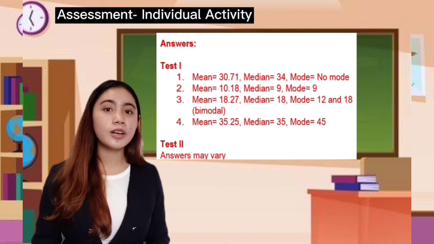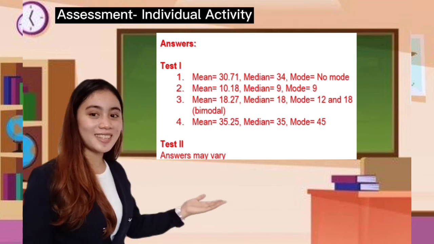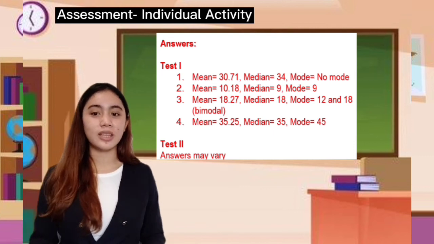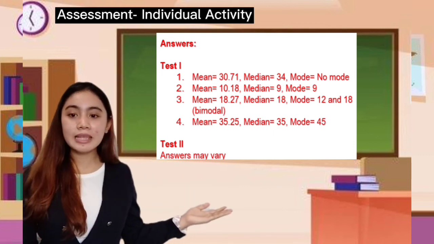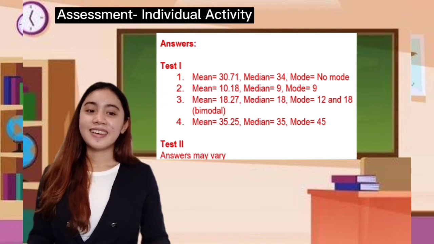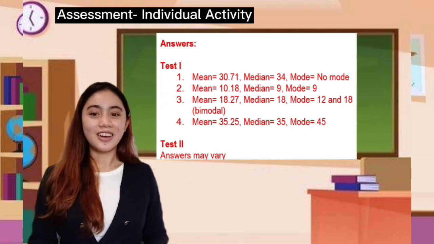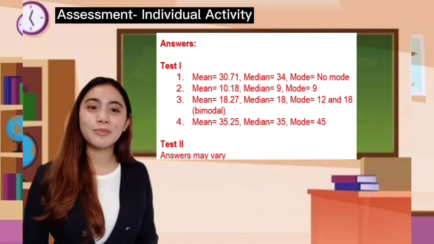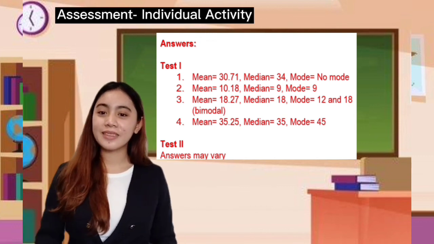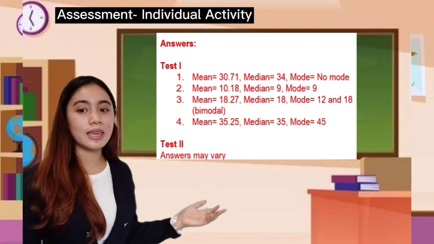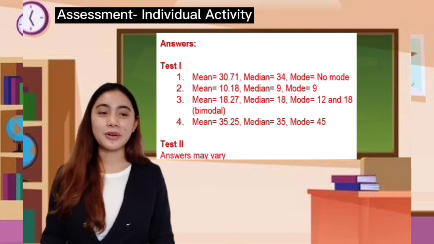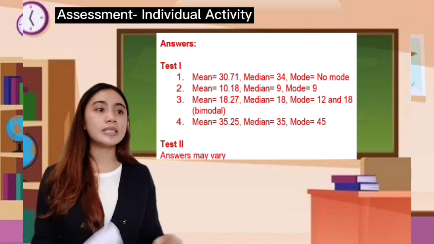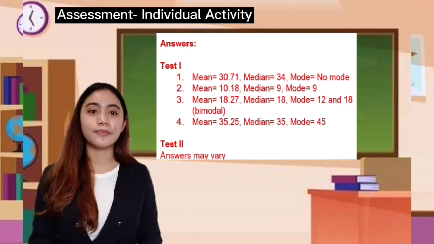So for number 4, the last number, what is the mean? The mean is 35.25. How about the median? Yes, Zakara. Very good. The median is 35. And how about the mode? Yes, Zavia. Okay, the mode is 45. Very good, students. For test 2, I will be the one checking that. So please pass your papers in front.